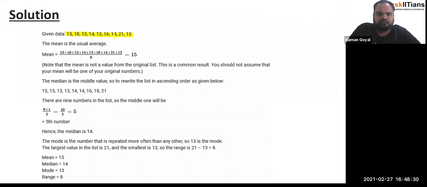This is the data we have. So for the mean, what we have to do is add them all and divide by 9. So what do we get? 16.